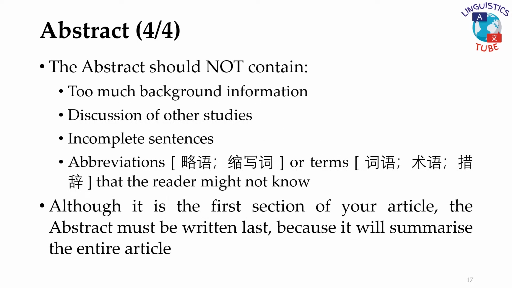Regarding the other side of the coin, here is the list of things that the abstract should not contain. Firstly, remember that you only have 100 words, and you have 4 key pieces of information to convey. So you must not waste words by beginning with an unnecessary opening sentence that provides background information on your topic. You can do that in your introduction instead. Next, do not discuss other studies or previous research, because the reader is only interested in your study at this point. You can save that information, again, for the introduction.